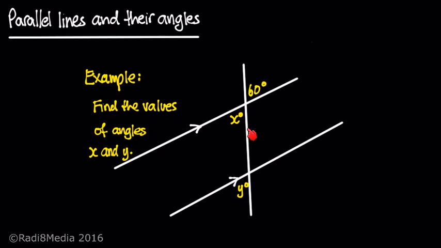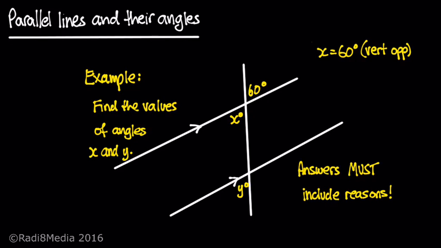First thing we look at here is we see this X is vertically opposite this angle. Now I know from my rules that vertically opposite angles are equal. So if I wrote X equals 60 degrees, technically that answer is correct, but you'll see down here I've said answers must include your reasons. So all I've had to do to give a reason is put in the brackets here that they're vertically opposite, and that's enough. That's like saying I've used this tool to solve it. Here's what I used. I used vertically opposite angles.